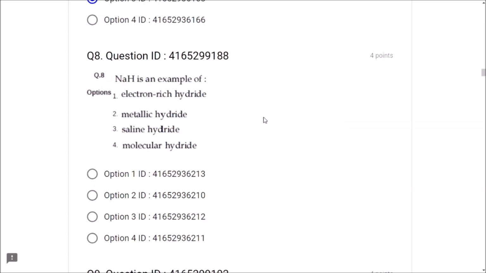Next, question number 8. Sodium hydride is an example of what? Hydride, sodium hydride. What is it? Electron rich hydride, metallic hydride, saline hydride. Dear students, saline hydride. Next, molecular hydride. No. The correct option is saline hydride.